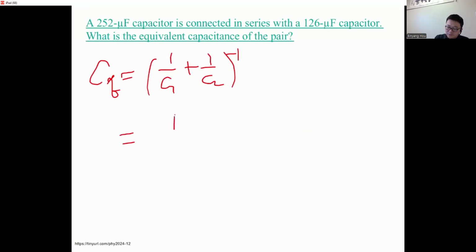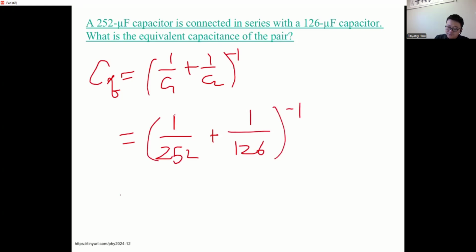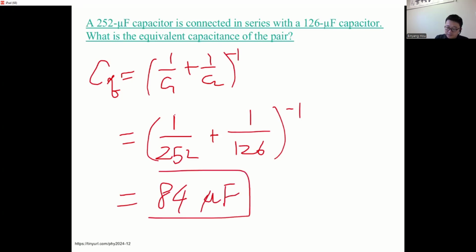1 over 252 plus 1 over 126, okay? And then inverse of that. That will give you the equivalent to be 84, and that should be in microfarad, okay? So this is when they are in series. So you do inverse of each other, add up, and then inverse again, okay?